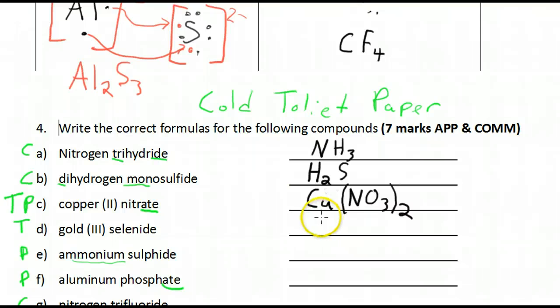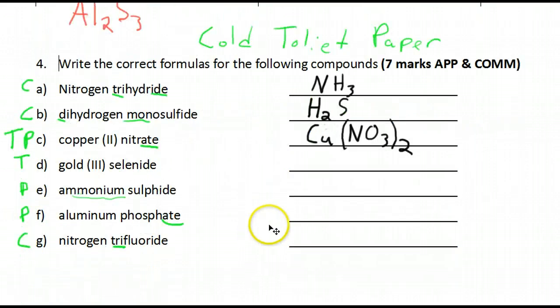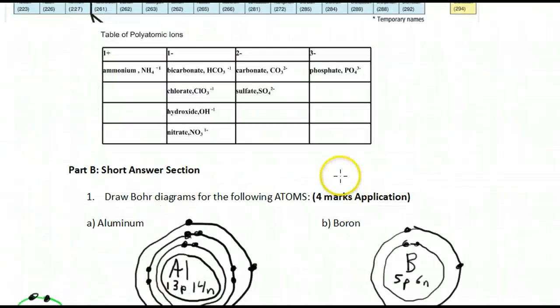Okay, so the next one, so gold 3 selenide. So let's see what we're going to do here. Actually, we don't need to look up anything, I don't think. So we have gold, which is Au. You might need to look up the symbol if you don't know it. And selenide. So we should look up selenide. So we know the charge of gold is +3. So +3. And then let's see the charge of selenide.